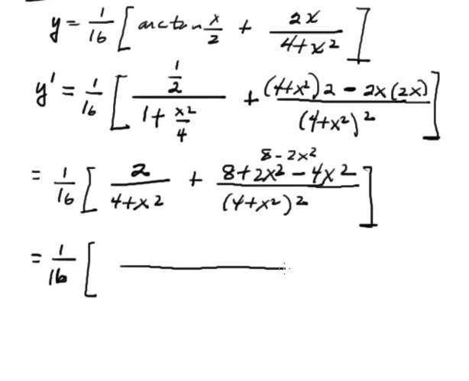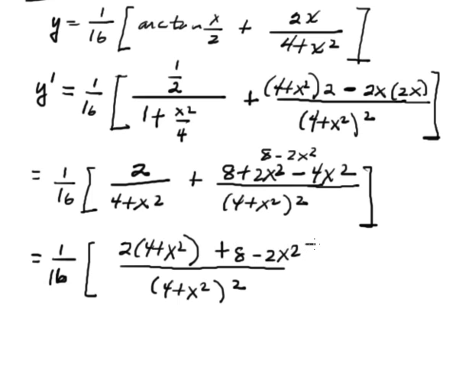The common denominator is (4 plus x squared) squared. So here we have 2 times (4 plus x squared), plus 8 minus 2x squared. And then simplify this numerator.